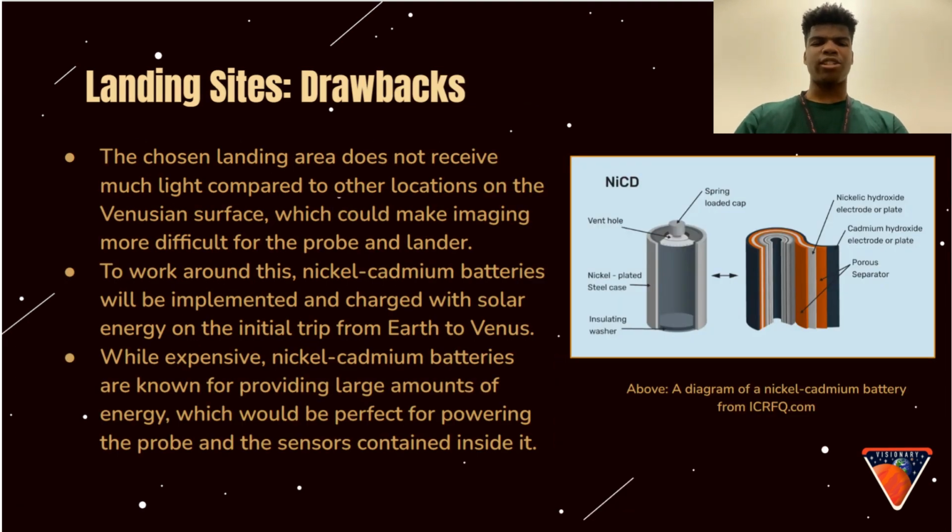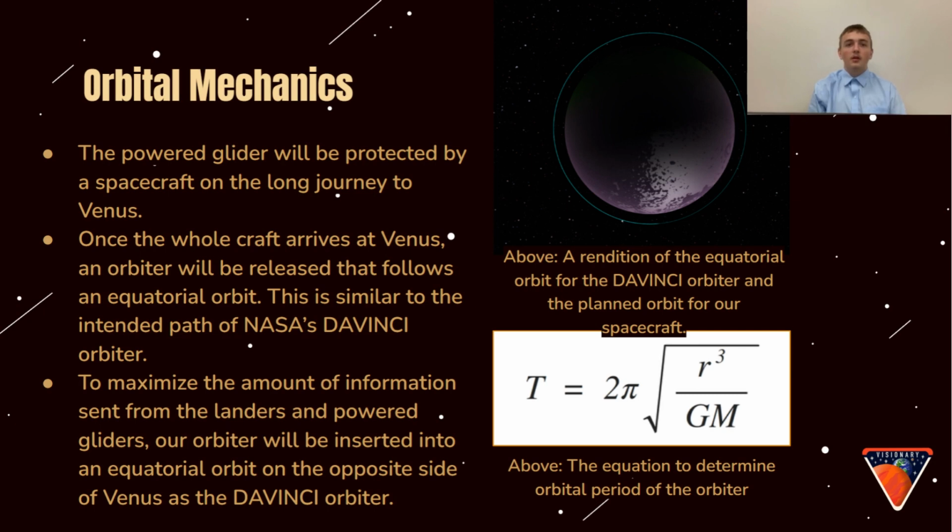The one major downside of this landing site is that its latitude makes it very dark. However, using NiCad batteries, which we energize in the initial journey to Venus, we can power our plane and landers in darker times and places in the Venusian atmosphere. Upon the approach to Venus, the powered glider will be released into the atmosphere with the 3 descent modules inside.